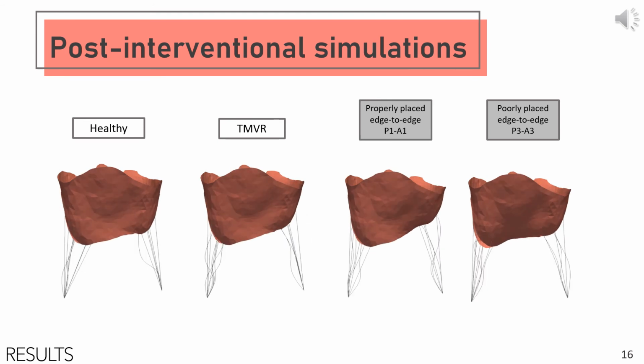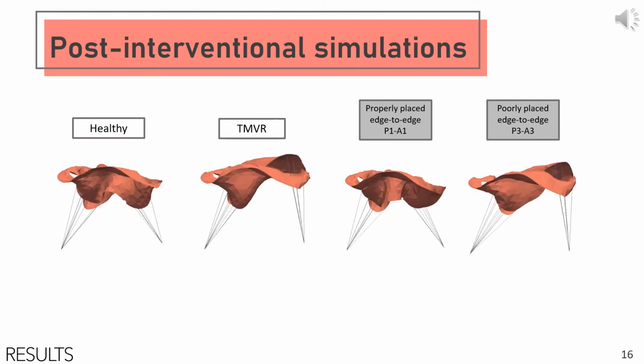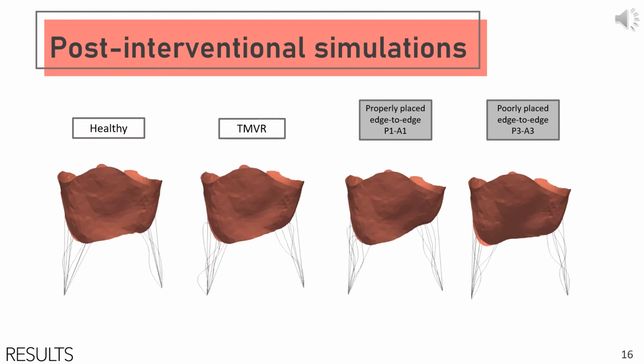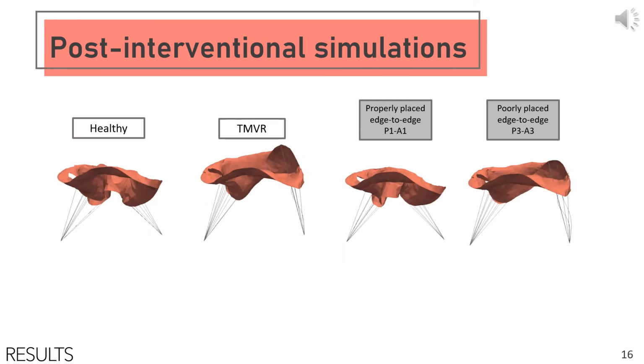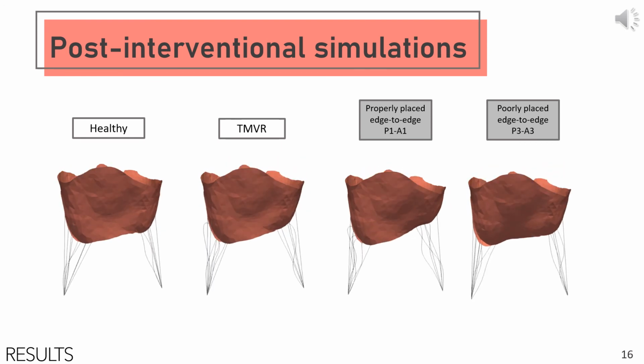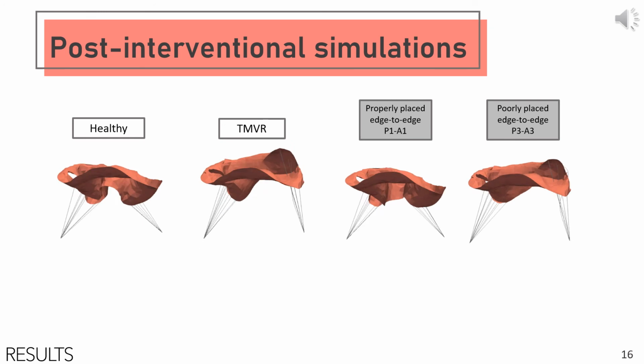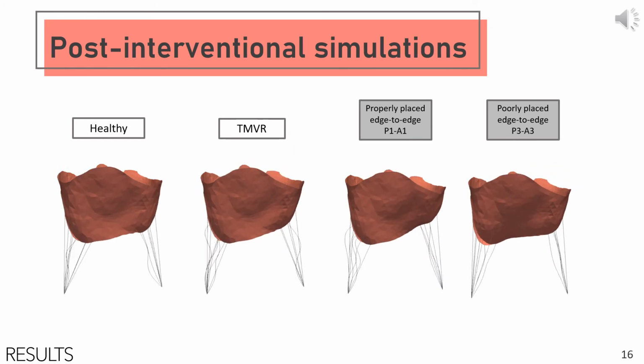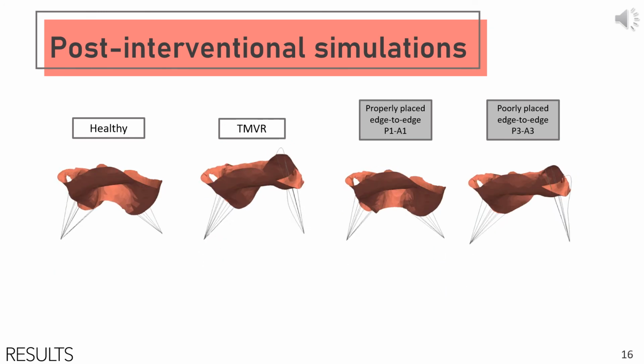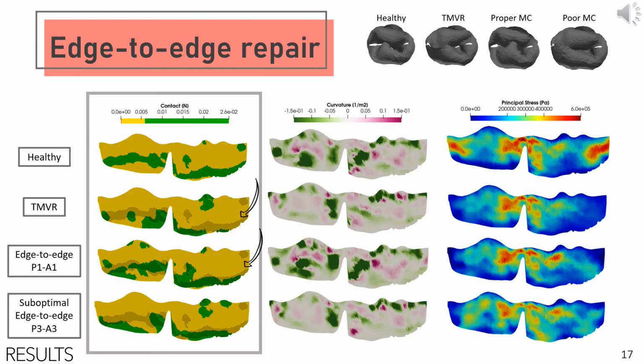The first simulation accounts for a properly placed clip, located in the site where the regurgitation occurs. No prolapse can be identified, and the dynamics closely resemble the ones of a healthy valve. However, placing the clip in a random position can even worsen the condition, having larger regurgitations than previously. This is where the flattened views come into play, allowing an easy analysis of the intervention results by means of the contact, curvature, and stresses.